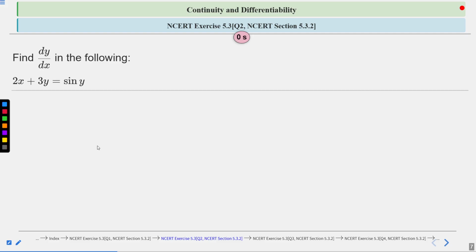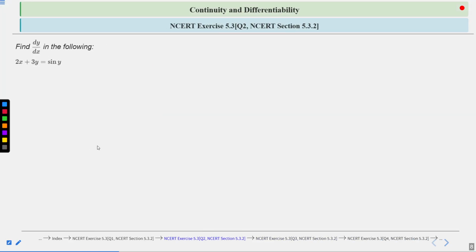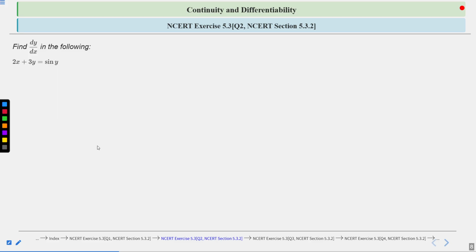Okay, let us move to the solution part. Our question was, we have to basically find dy by dx, and the expression is 2x plus 3y is equal to sine y. So the given relationship is basically 2x plus 3y is equal to sine y.